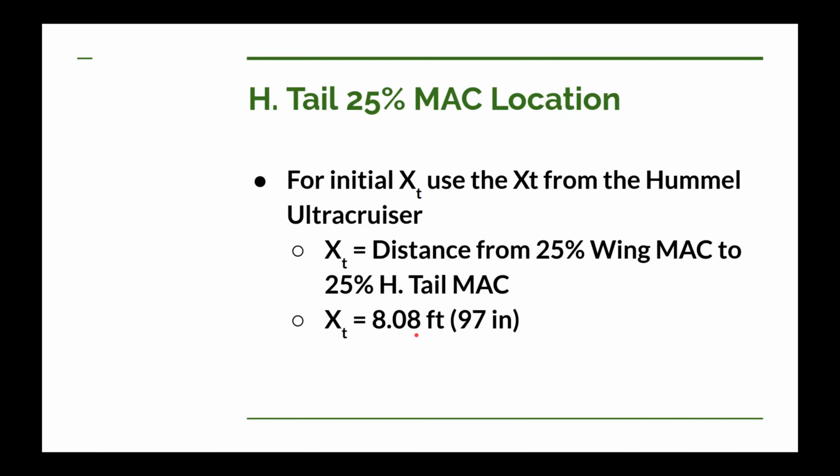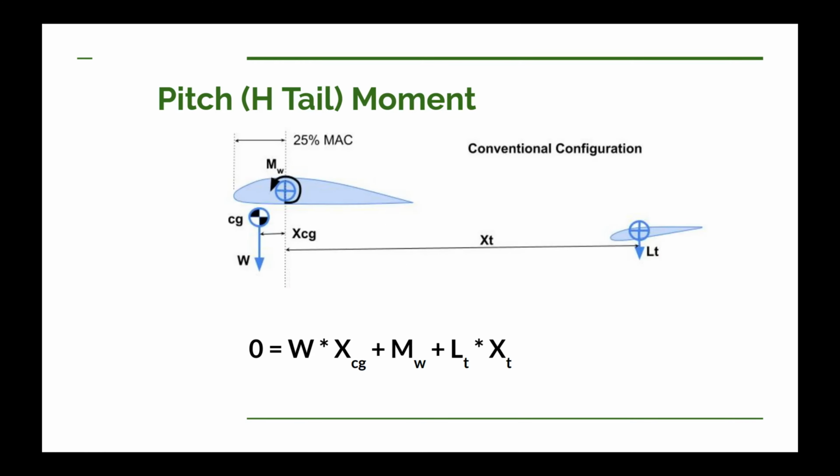Let's go back to our pitching moment calculation then. We now know at least our initial attempt at x sub t, so we now have a value to use for that. Now we have to calculate what our lift is. And since that's the only unknown, all we have to do is pull this lift value over here, calculate what's left, and that gives us our lift value. And we can use a spreadsheet to help us do that.